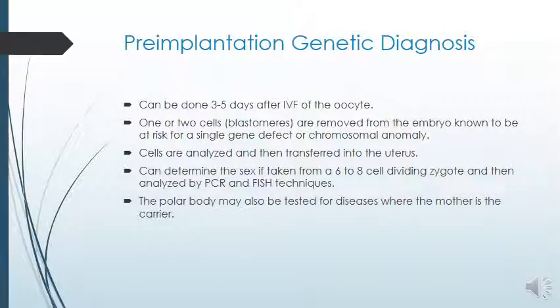So if you want to do preimplantation genetic diagnosis, it can be done 3 to 5 days after IVF of the oocyte. What happens is 1 or 2 cells, the blastomeres, are removed from the embryo known to be at risk for a single gene defect or chromosomal anomaly. The cells are analyzed and then transferred into the uterus. You can determine the sex if taken from a 6 to 8 cell dividing zygote, and then this can be analyzed by PCR or FISH techniques. The polar body may also be tested for diseases where the mother is the carrier.